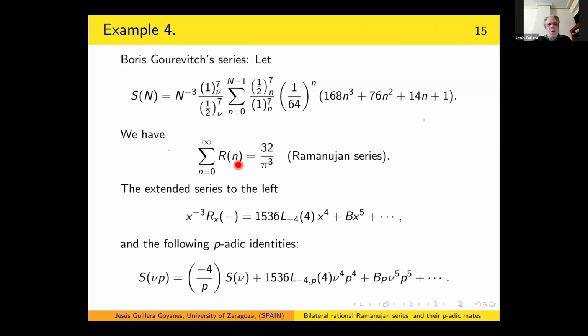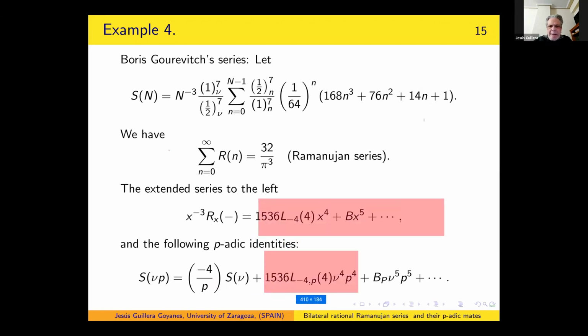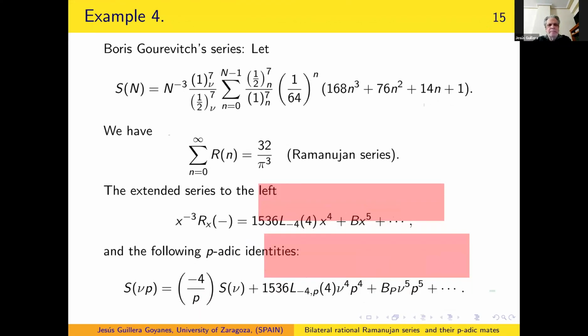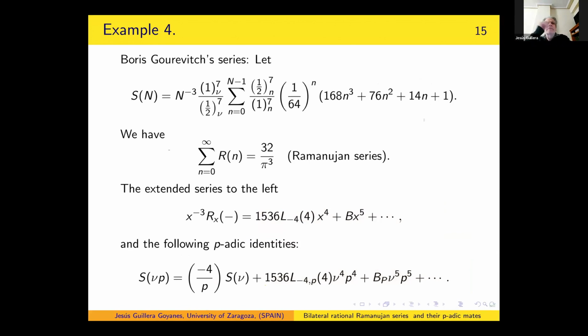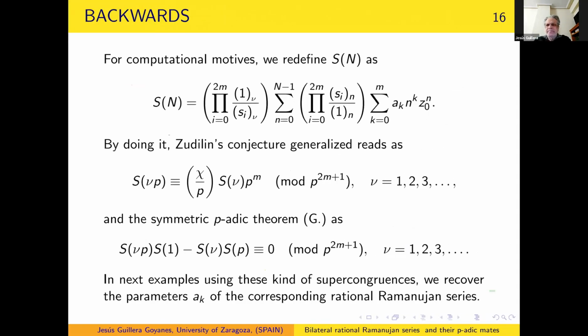Yes. The character is 4. And the parallelism is of this and this. Well, backwards.